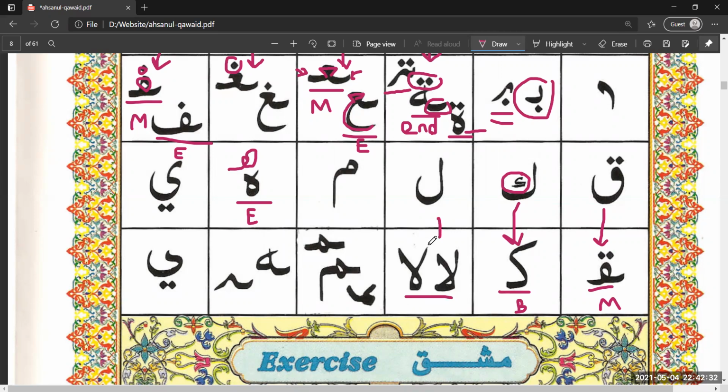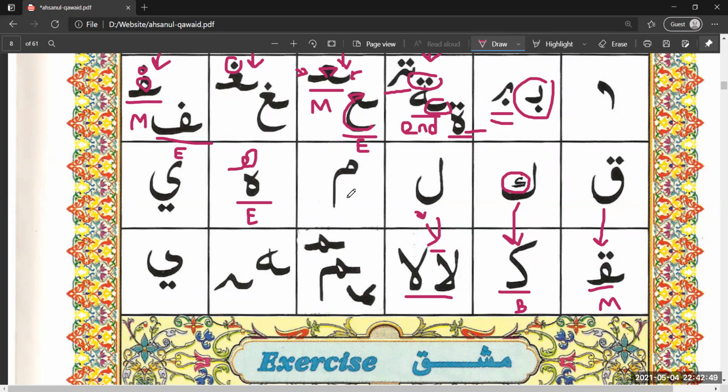And sometimes lam, alifs are also written like this. So we have the lam that comes first, and then the alif that branches off of it. So these are different forms of lam and alif. And we'll see more examples of this later, inshallah.